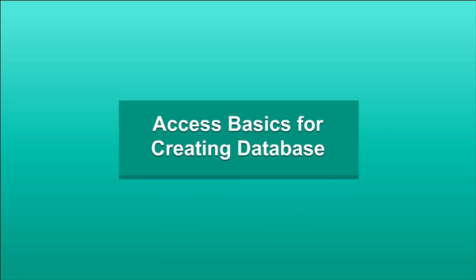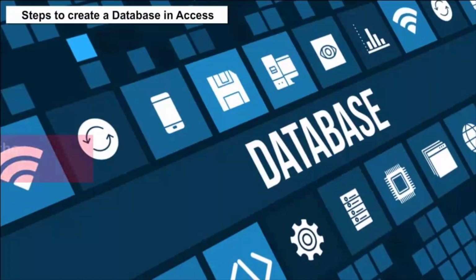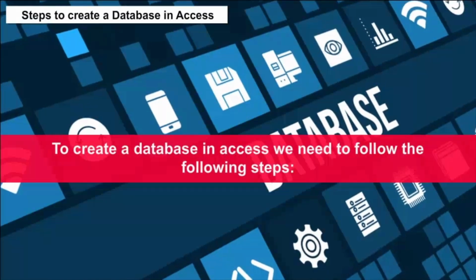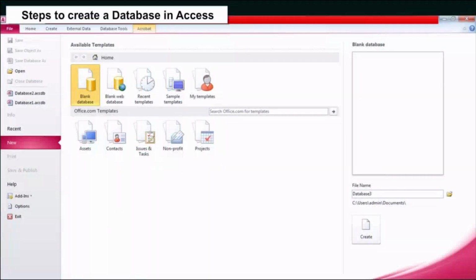Access basics for creating a database. Steps to create a database in Access. To create a database in Access, we need to follow the following steps. Open the Microsoft Access program, click on blank database, and choose the location and name of the file. Click on the Create button or click on the New button in the File menu.